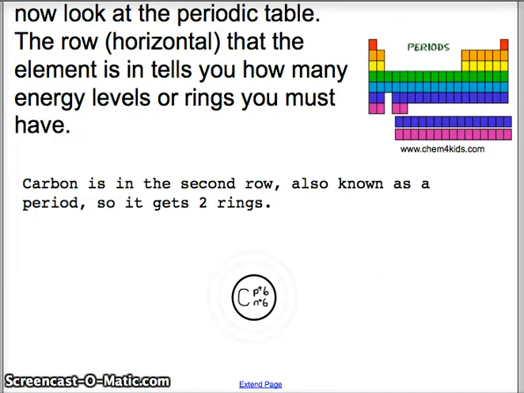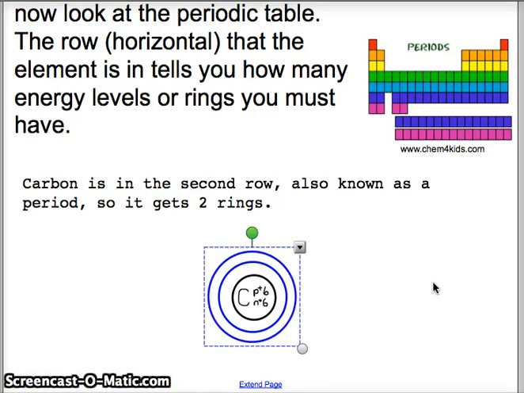Now you need to look at the periodic table again. The row that the element is in tells you how many energy levels or rings you must have. The row is also referred to as a period, which you see down here. Carbon is here. Carbon is in the second row, also known as a period, so it gets 2 rings. First row 1 ring, second row 2 rings. So here are our 2 rings.